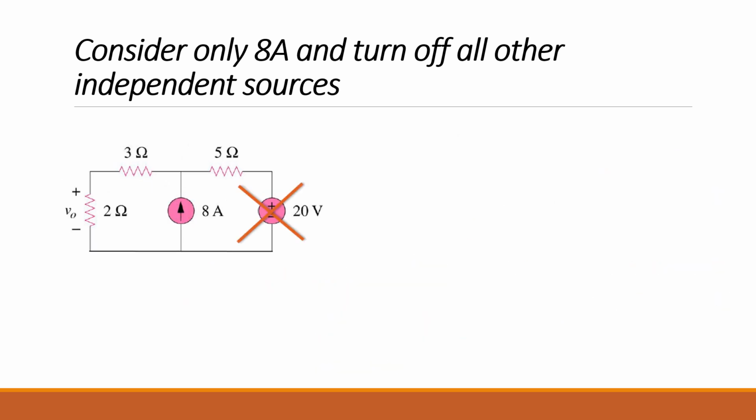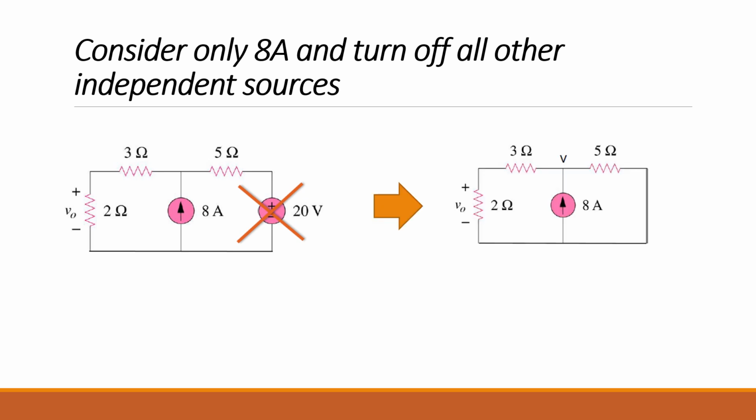So here we are going to turn off the voltage source. What will happen when we turn off the voltage source? That will be short circuited. So that should be like this, isn't it? Am I right? Now can we find out?